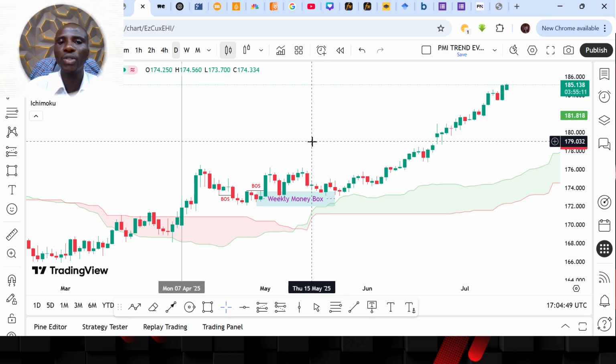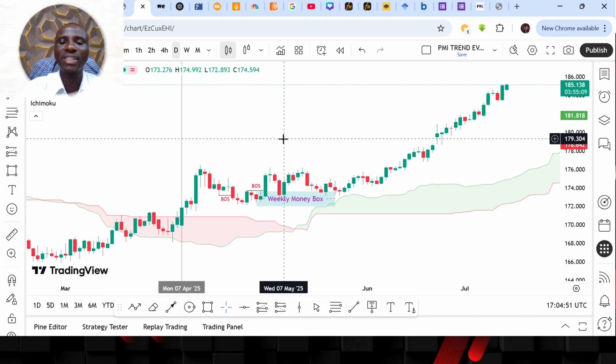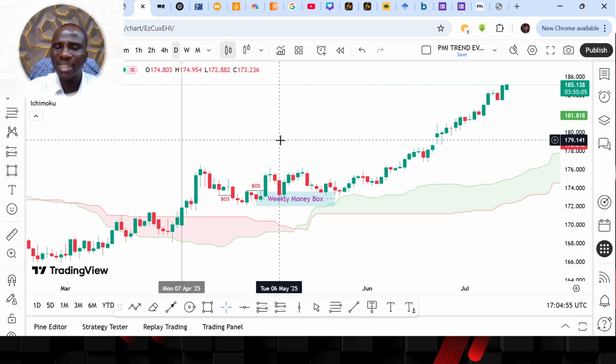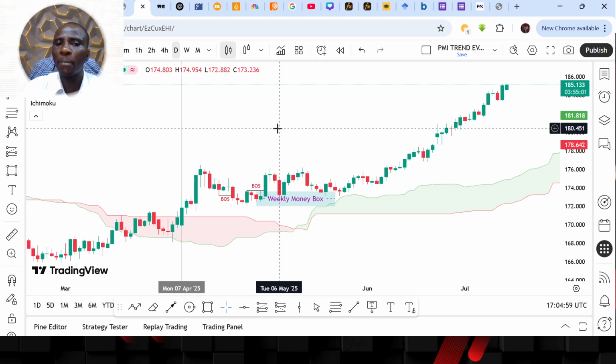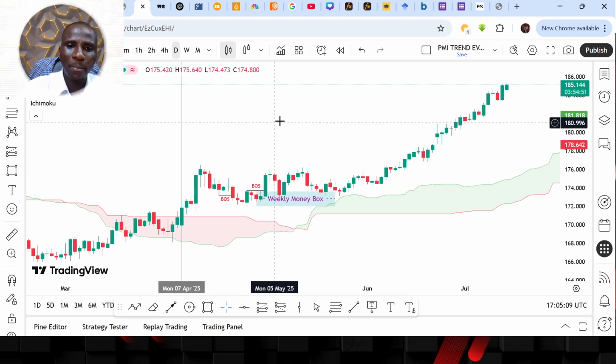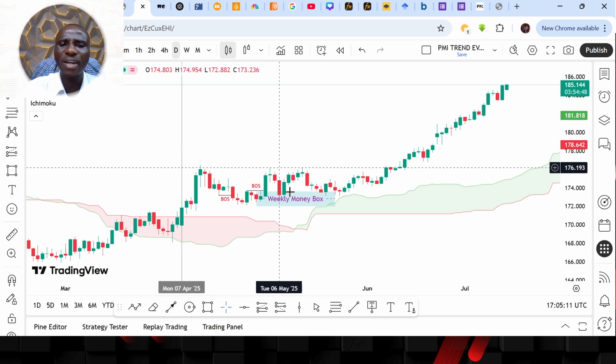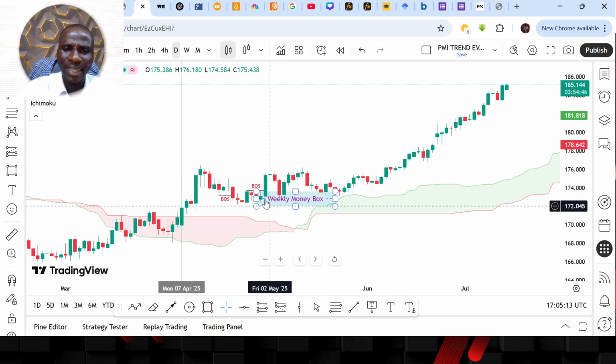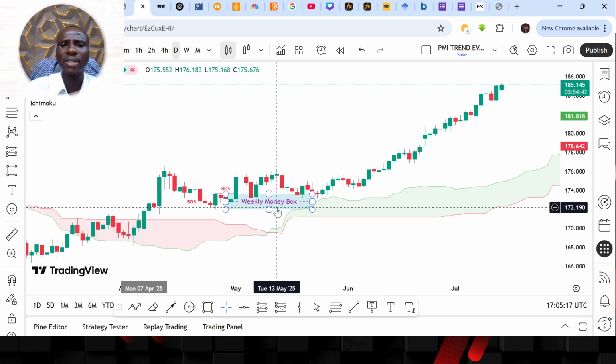Then you move to the confirmation time frame, which is the daily. On the confirmation time frame, you are expecting to see a break of structure to the upside if you are buying. If you are selling, you are expected to see a break of structure to the downside after the correction. Now, because we are buying, we are looking for a break of structure to the upside, and it has given us. Can you see? So this is our money box.